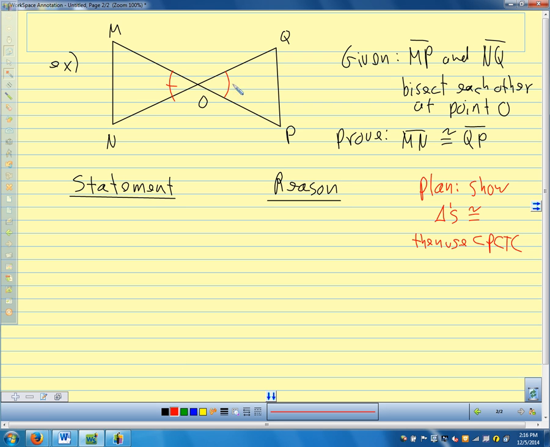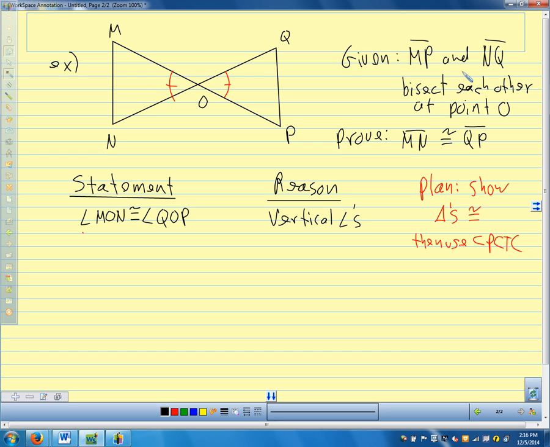We know those two angles are congruent because they're vertical angles. So angle MON is congruent to angle QOP. And Carolyn says that's because they are vertical. All right, that's one piece that we know. So we have an angle.